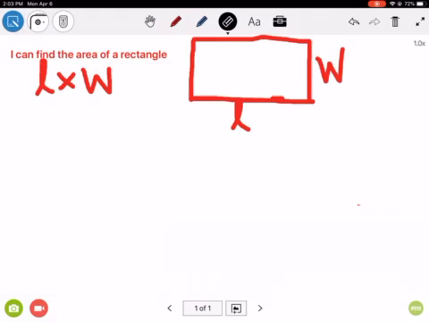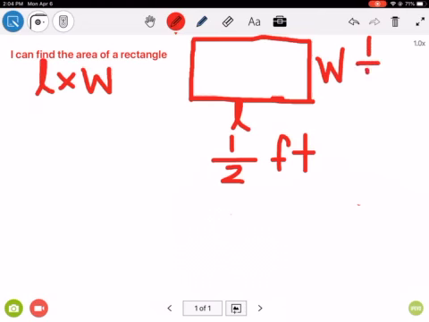So my example is going to be, if I have the length of 1/2 of a foot, and the width is 1/4 feet. Okay, so my formula is length times width. So my length is 1/2, and my width is 1/4.